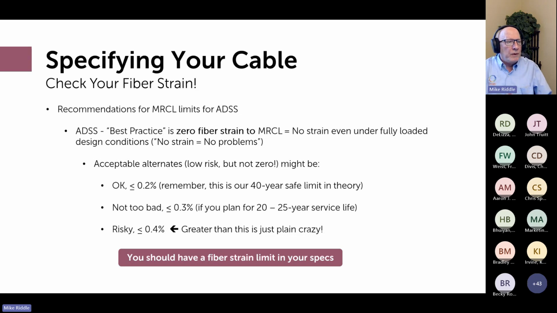But also remember how your operational expected life dropped dramatically once strain went above that 0.2% safe limit. So if it were me, I wouldn't let it exceed this, but you can make a risk management case that something higher is in fact okay. But again, regardless of the number you pick, I think you need to pick a number and you need to put it in your specifications.